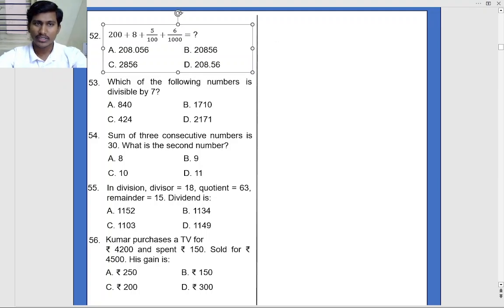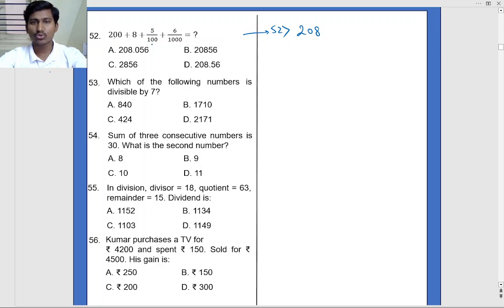Okay. So let us do it now. So 200 plus 8 is 208. Now 5 by 100. So 2 zeros means 2 decimal places. 0.05. So that will be the hundredths place. So 3 zeros means that is in the thousandths place. So that 6 will be the answer. Directly you can do it, or you can do it in the stepwise manner.